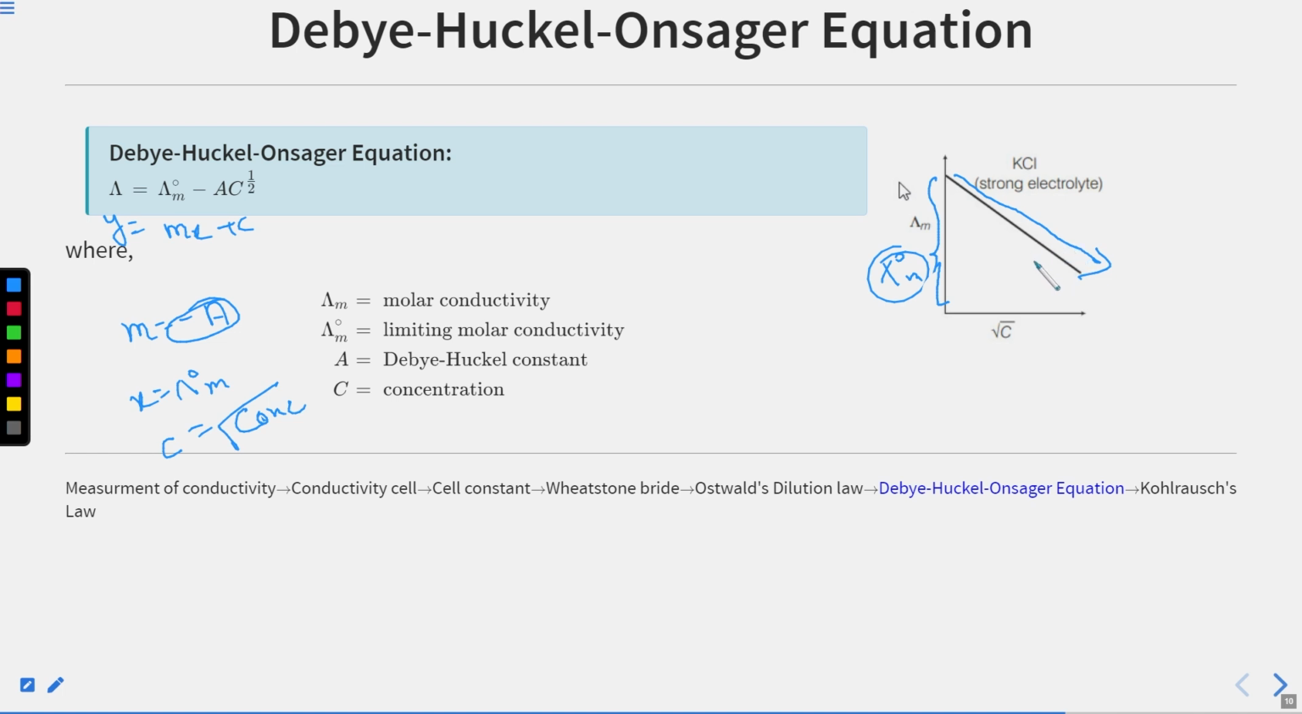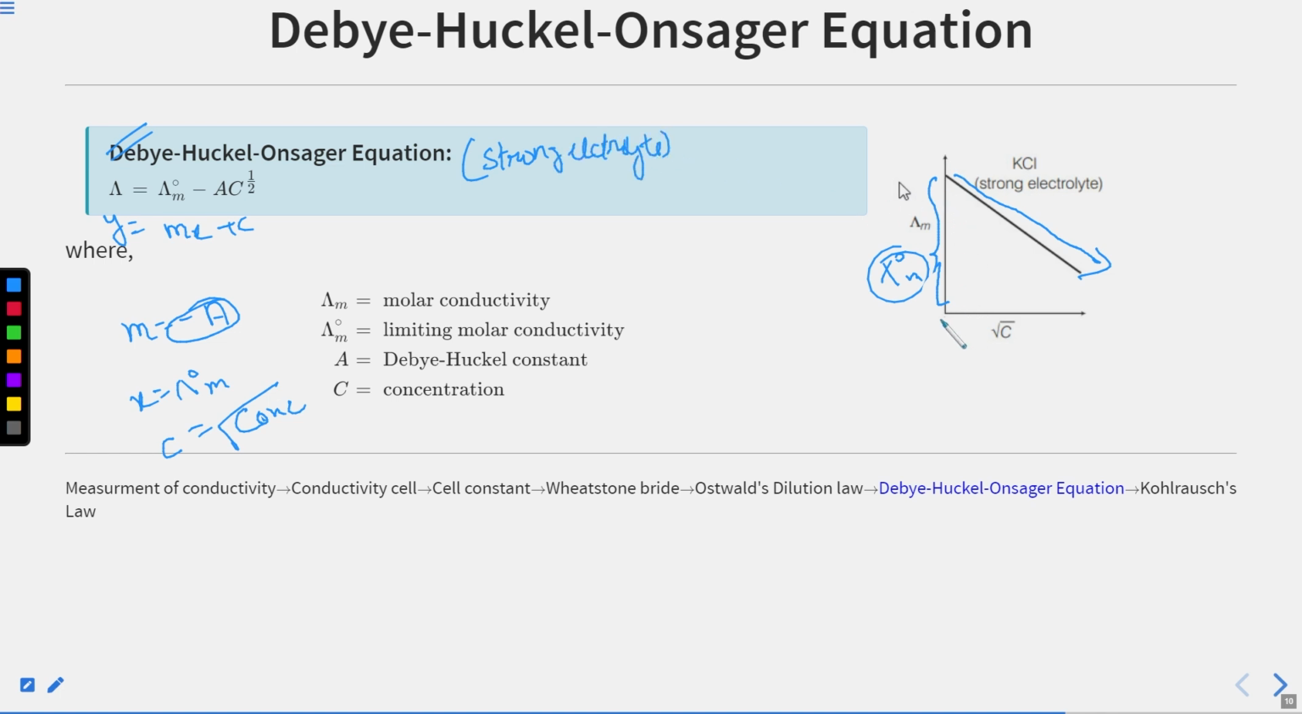Okay, is this clear? Now we are done with our conductivity and its variation with concentration. So we have seen for strong electrolyte we have a different type of equation, and for weak electrolyte we have a different equation. So this one was for strong electrolytes only. You should keep this in mind.